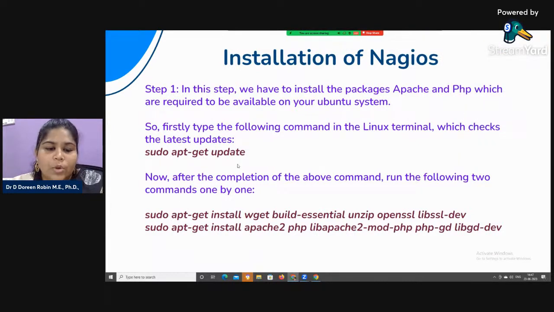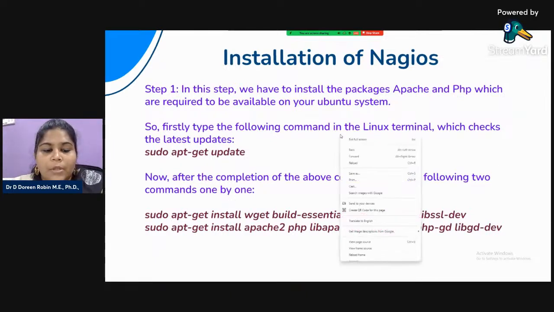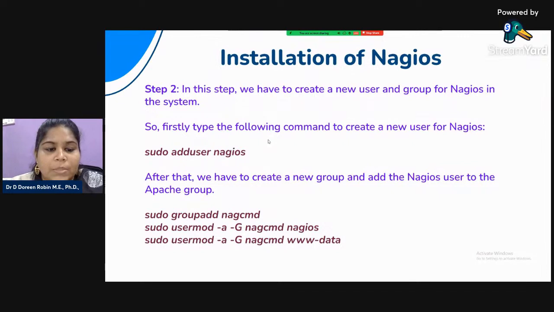So generally we give sudo apt-get update, and then you wget it. What are the essentials, to unzip, and then these are commands to be run, and the major command comes here.